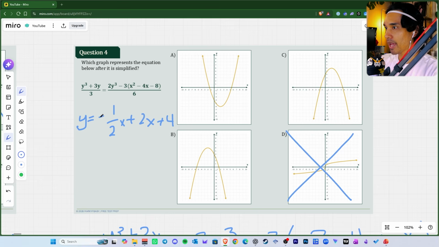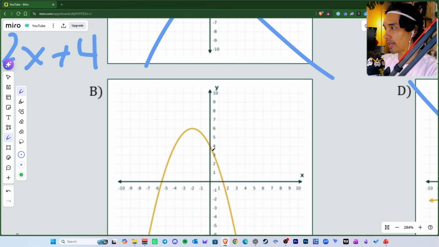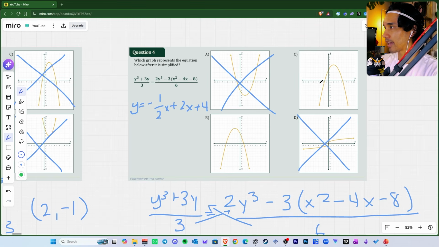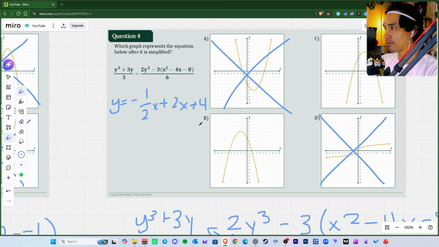We have a negative in front of the A, which tells us what? A negative in front of the A tells us we have a downwards facing parabola. So we can get rid of A because A is an upwards facing one. Now let's look at the y-intercept. The y-intercept is at 0, 4, and we're looking for one that has a 4. They both have a 4, so we could rule the y-intercept out and we must continue to finding the vertex.